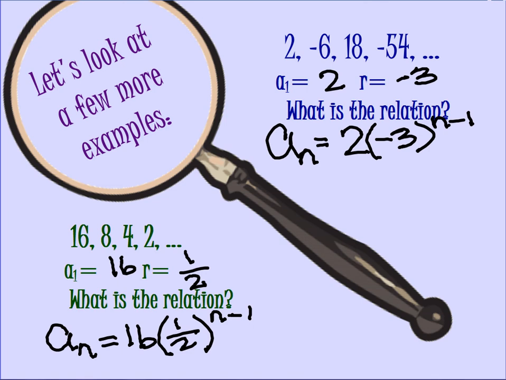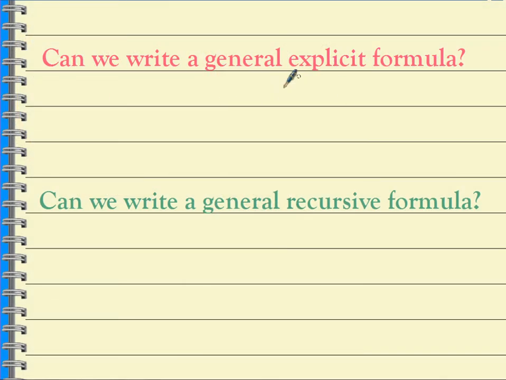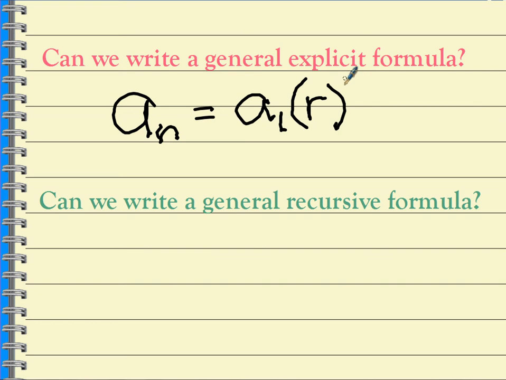But that kind of gives us a general relationship between all the terms in a sequence. So let's turn that into a general explicit formula for geometric sequences. We said to get any term in the sequence, we took the initial term and multiplied that by our common ratio taken to a power that's 1 less than the term number we want. This is our explicit formula for geometric sequences.